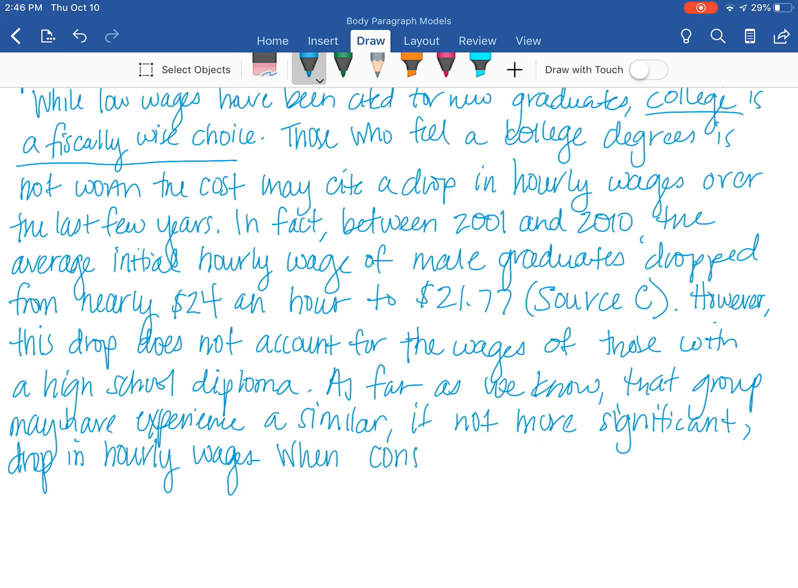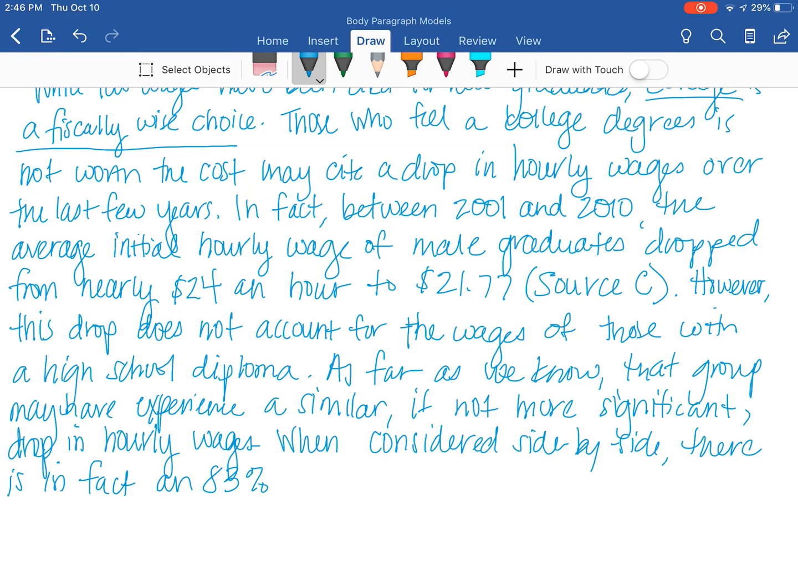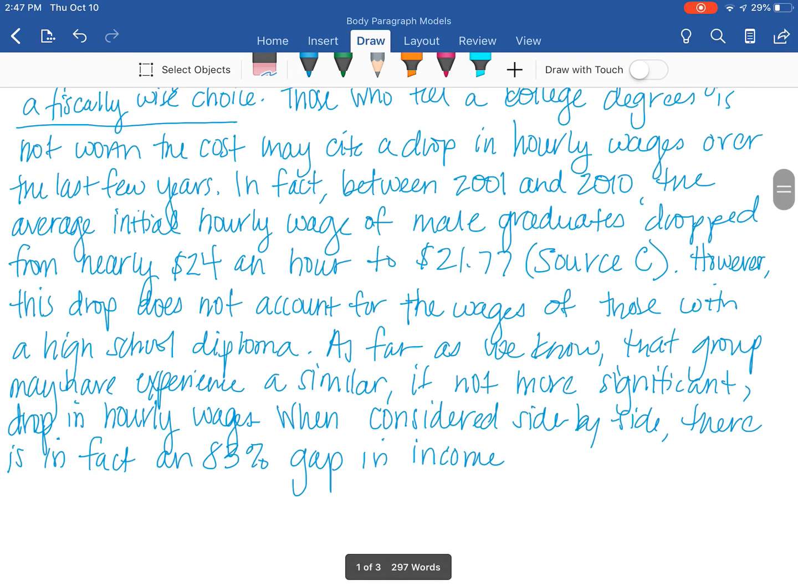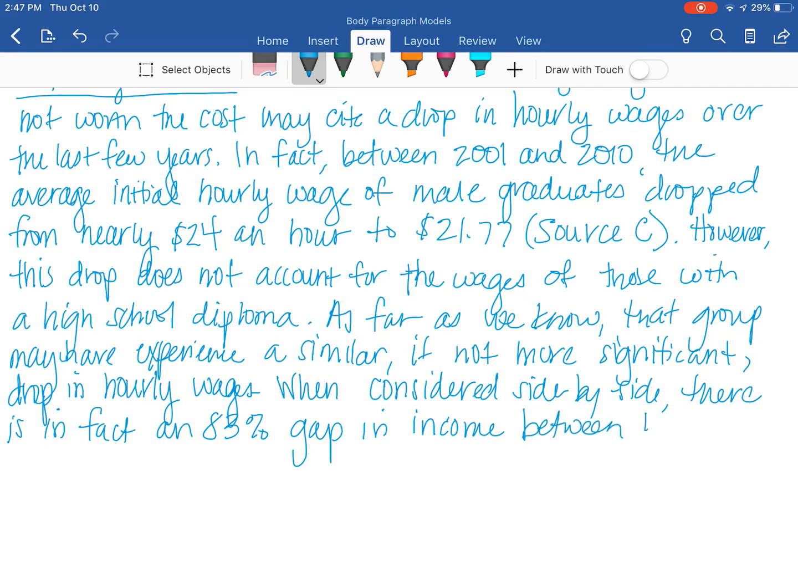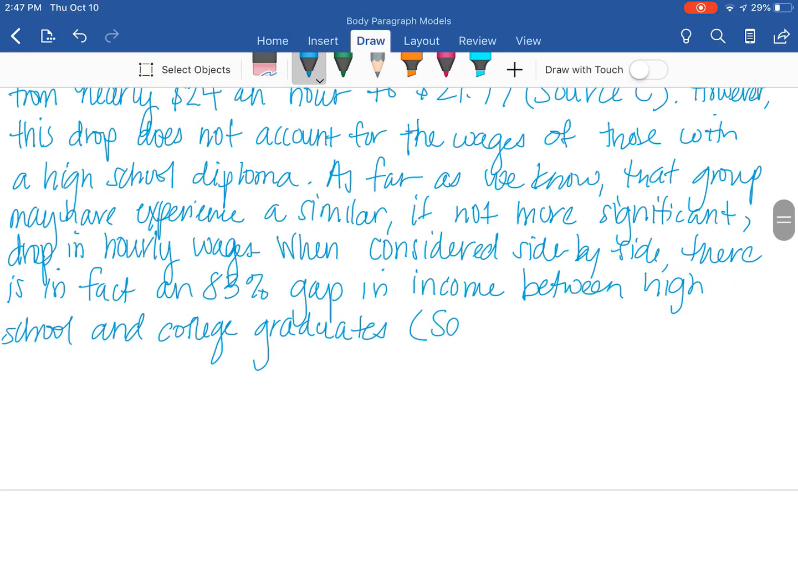So when considered side by side, there is in fact an 83% gap in income between high school and college graduates. And that is from source D. All right, notice that when I put in my second piece of evidence, I just didn't drop a chunk of words from the text. Instead, I've just kind of paraphrased the information by citing the specific number.